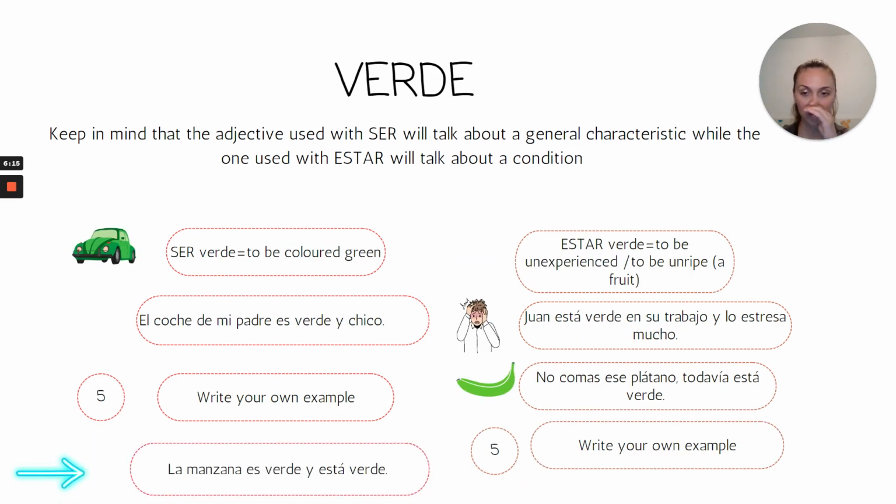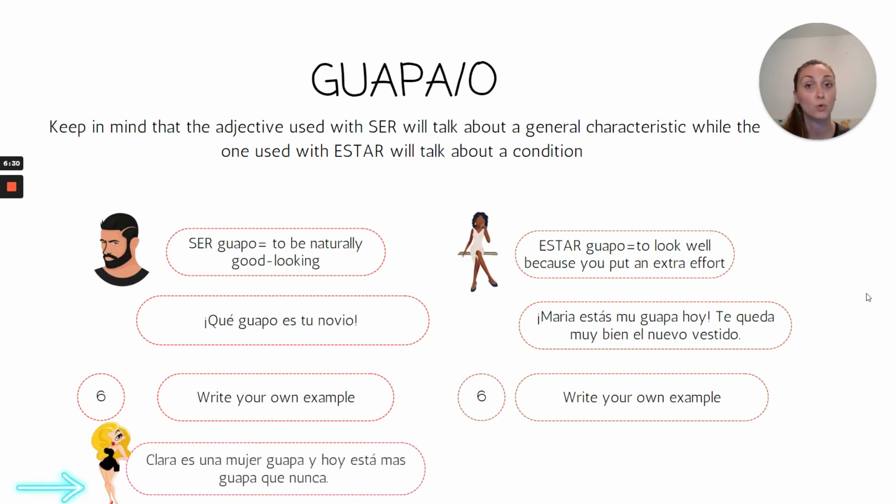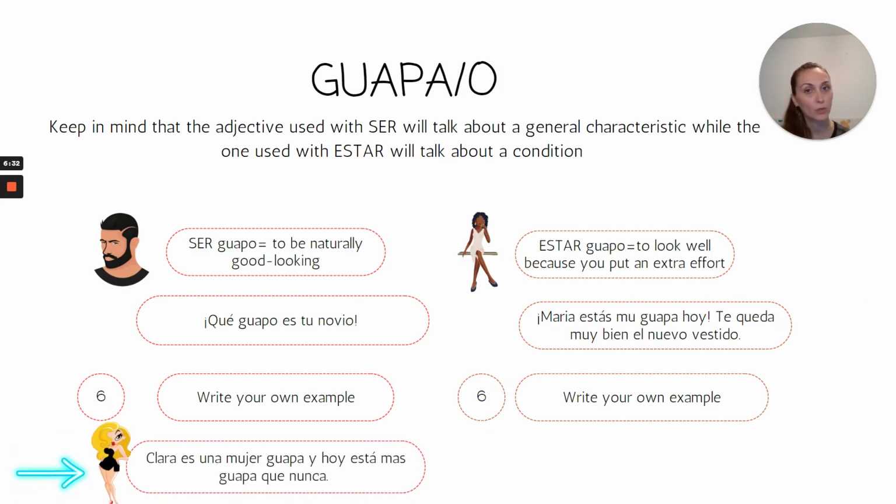Okay, I'll go back. La manzana es verde y está verde. So it is green, the color green, but it's also green in the sense that it's unripe. Okay? Bueno. Other adjectives that can go with ser y estar: guapa o guapo.